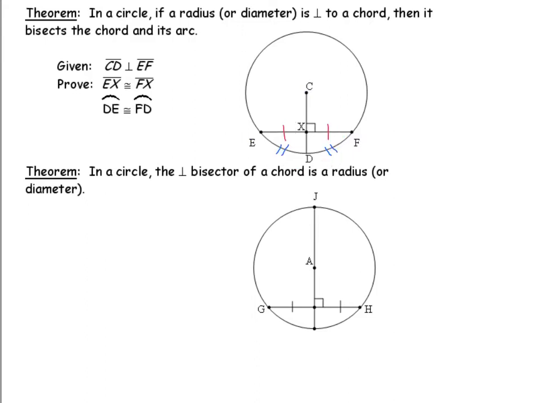The last theorem says that in a circle, the perpendicular bisector of a chord is going to be a radius. If I know that I've got two congruent parts of a chord, and I know that it's perpendicular, I automatically know that this segment is going to be a radius or even a diameter.